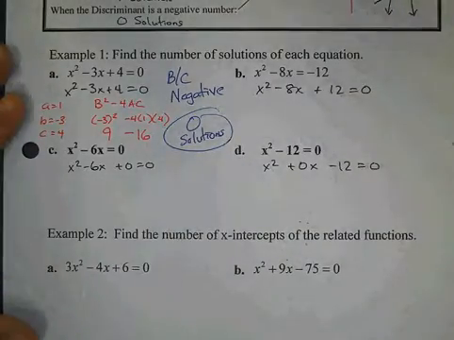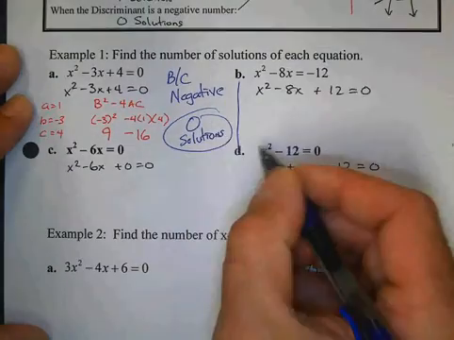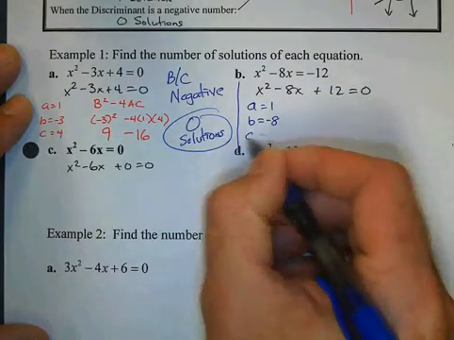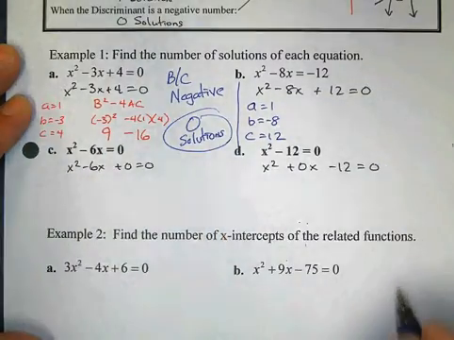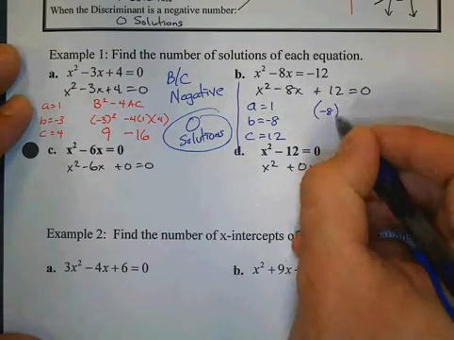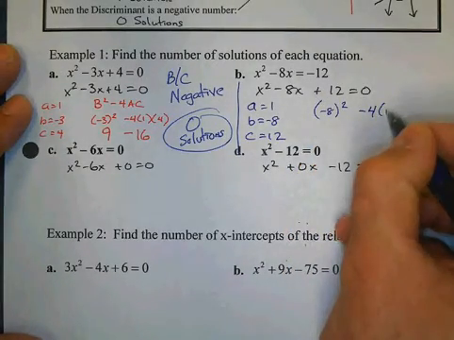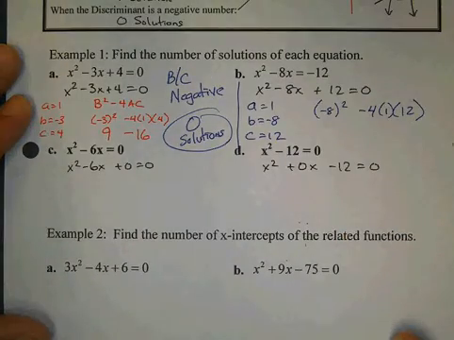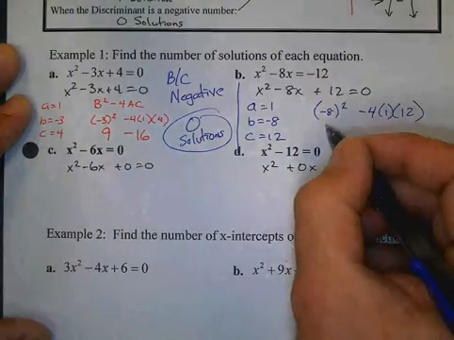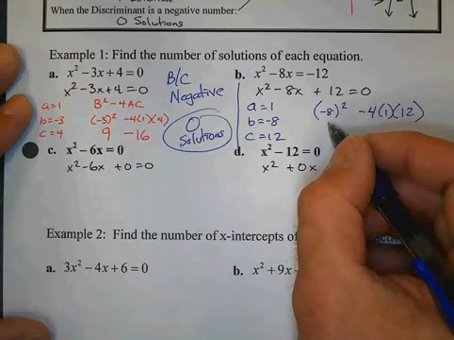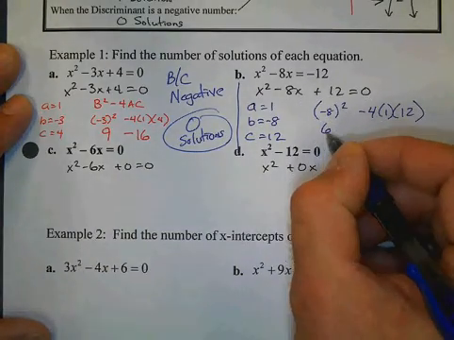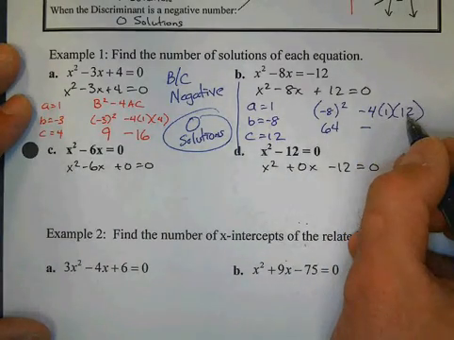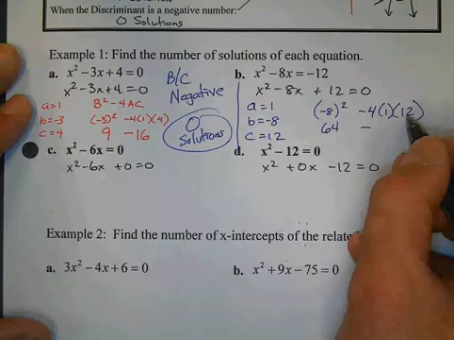Look at this next one. A equals 1. B equals negative 8. C equals 12. B squared minus 4 times A times C. What's negative 8 squared? I heard one person say negative. I heard one person say positive. 64 minus, what's 4 times 1 times 12? Okay, so it's minus 48.